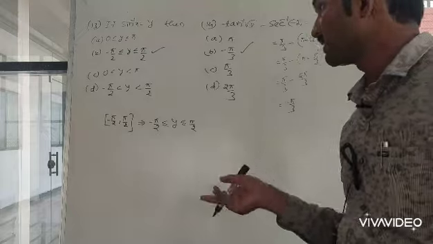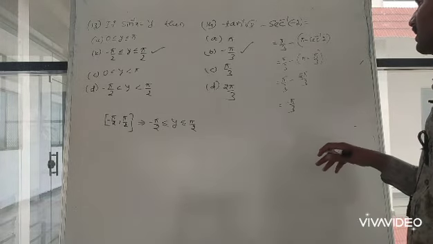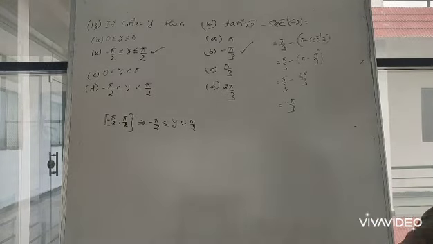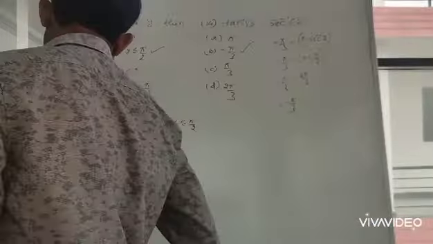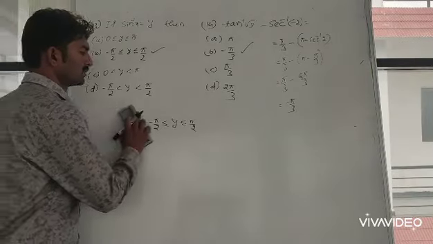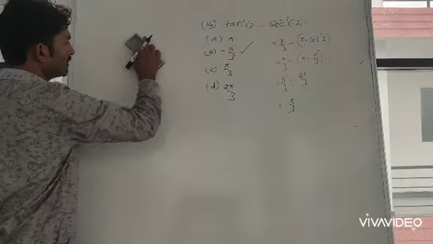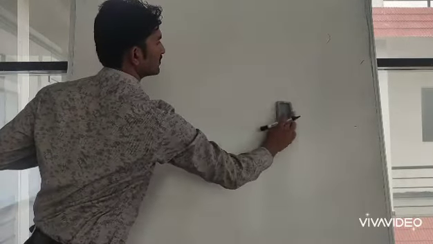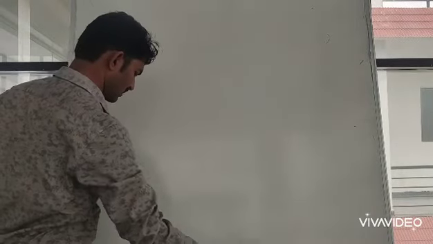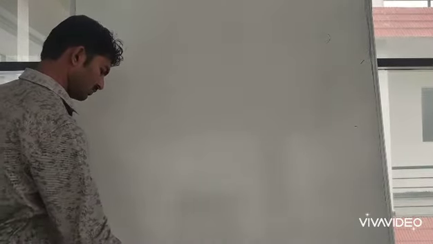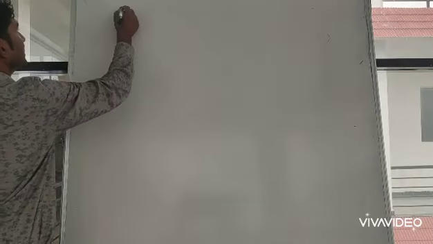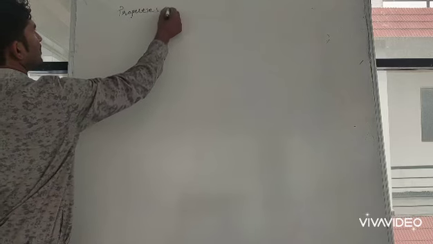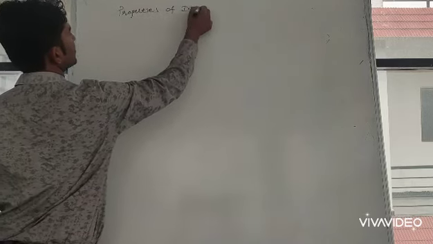So these are some examples we have solved by using domain and range of inverse trigonometric functions along with table values, right? So next we'll see the next topic we discuss about: properties of inverse trigonometric functions. Okay, let's discuss some properties.